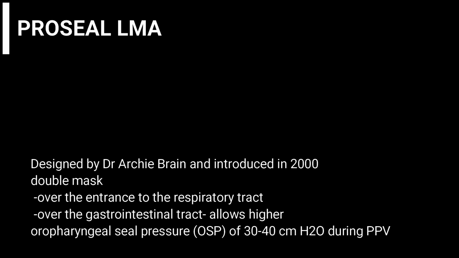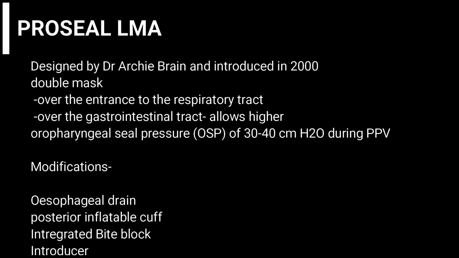ProSeal LMA. It was designed by Archie Brain and introduced in 2000. It is a double mask over the entrance of the respiratory tract and over the gastrointestinal tract. It allows higher oropharyngeal seal pressure, about 30 to 40 cm of water, during positive pressure ventilation. It has modifications such as an esophageal drain, a posterior inflatable cuff, an integrated bite block, and an introducer.